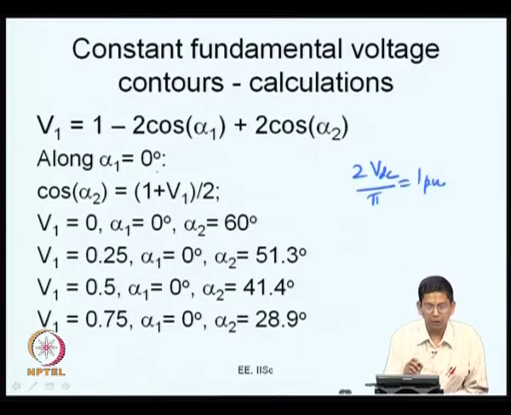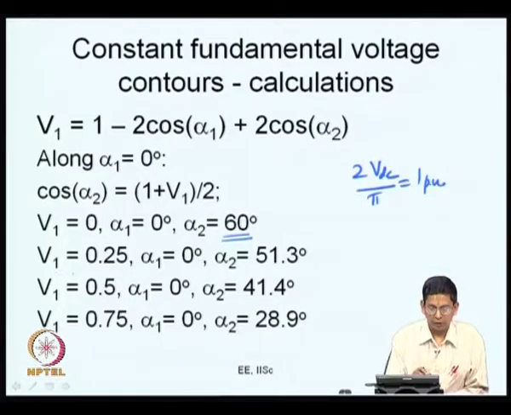So, if you take alpha 1 equal to 0, 1 minus 2 cos alpha 1 becomes totally minus 1. So, cos alpha 2 is 1 plus V1 the whole divided by 2. Here you can plug in several values of V1 to get the corresponding values of alpha 2. So, you want V1 equal to 0 at alpha 1 equal to 0. When V1 is equal to 0, you have cos alpha 2 equal to 1 by 2, that is 0.5. Therefore, alpha 2 is equal to 60 degrees, it is fairly easy.